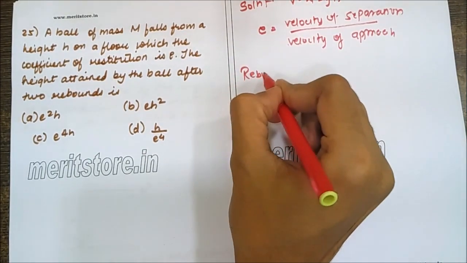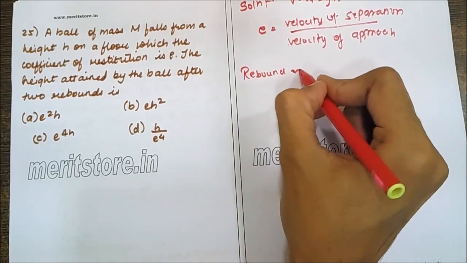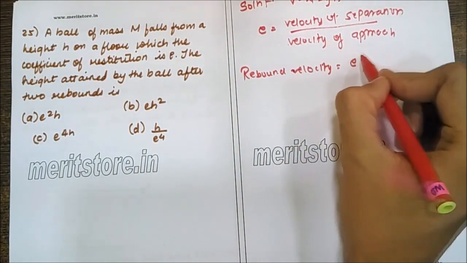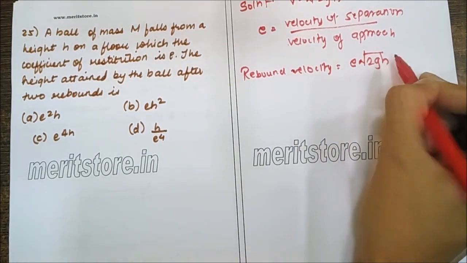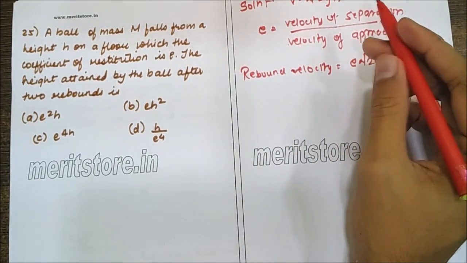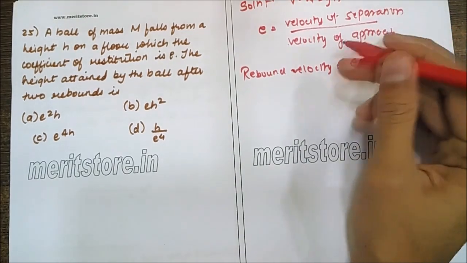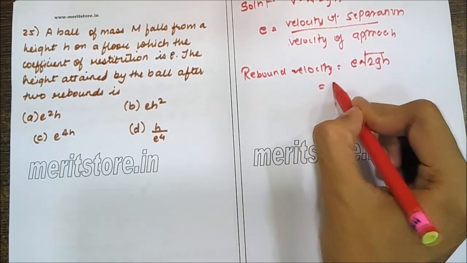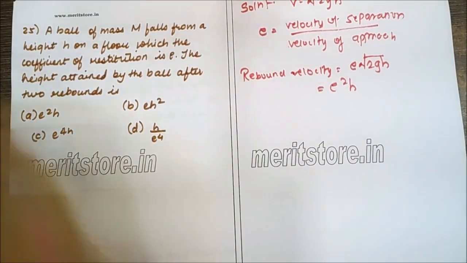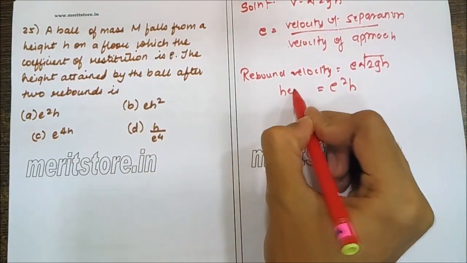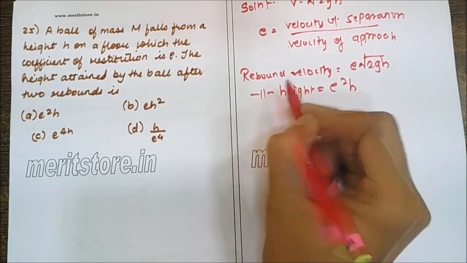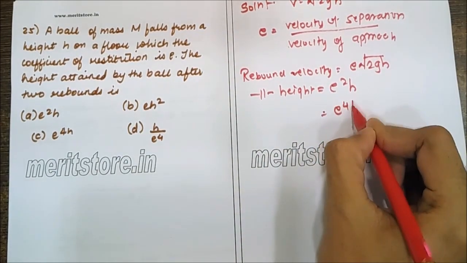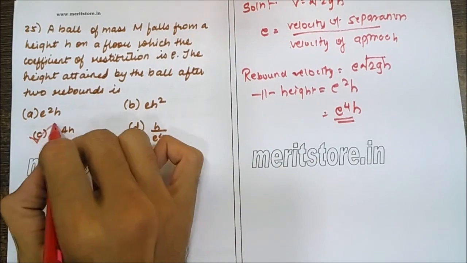So the rebound velocity is the coefficient of restitution multiplied by under root 2gh, that is the velocity at which it reaches the floor from height h. So the rebound height becomes e square h. So after 2 rebounds the height will be e raised to 4 h. So C is the correct option.